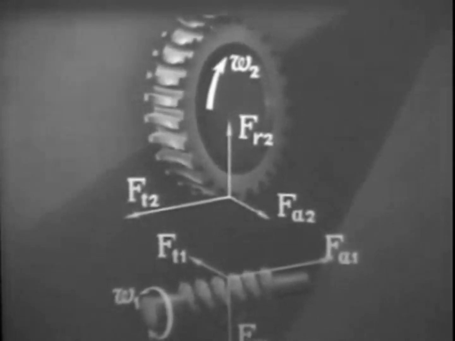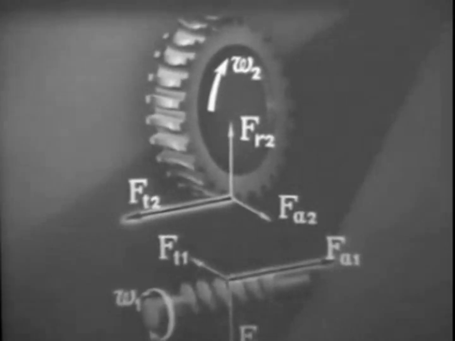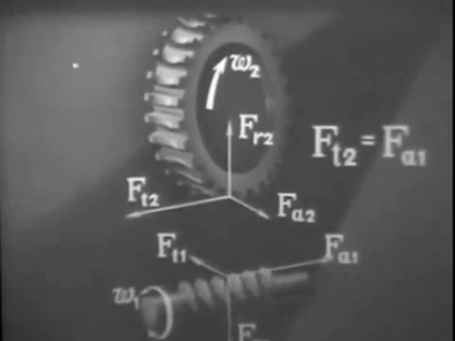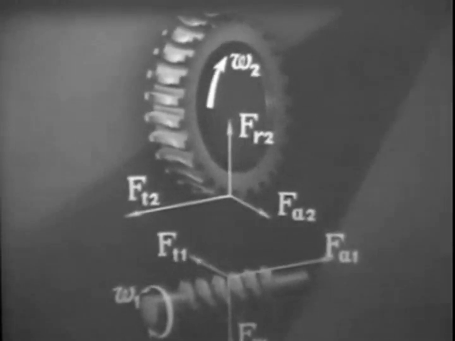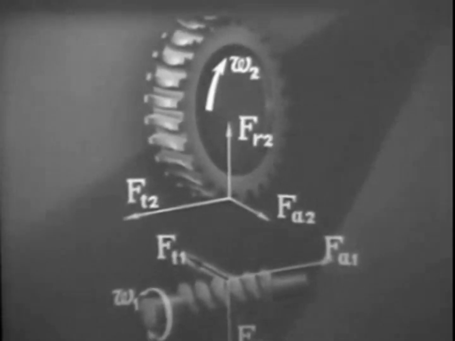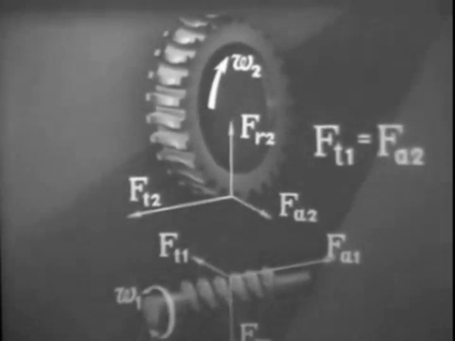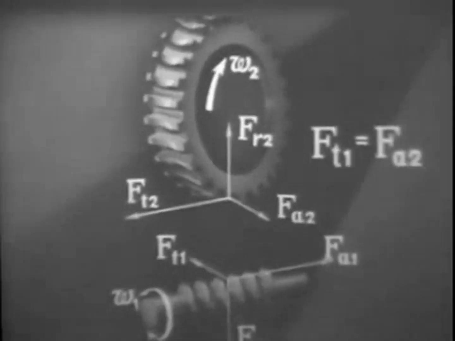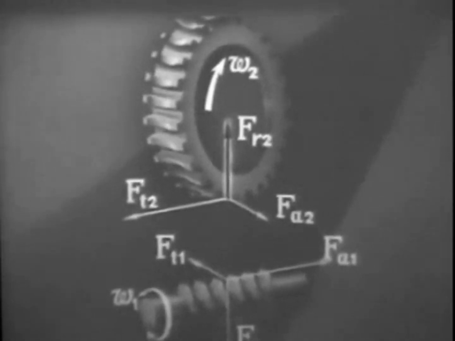It follows that the circumferential force on the worm wheel is numerically equal to the axial force on the worm. Conversely, the circumferential force on the worm is numerically equal to the axial force on the worm wheel. The radial forces on the wheel and on the worm are equal.